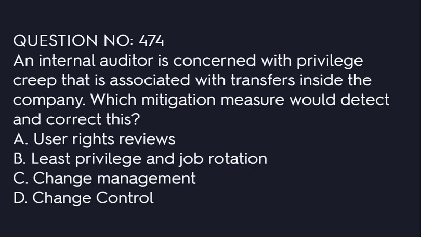Question no. 474. An internal auditor is concerned with privilege creep that is associated with transfers inside the company. Which mitigation measure would detect and correct this? A. User rights reviews. B. Least privilege and job rotation. C. Change management. D. Change control. A.